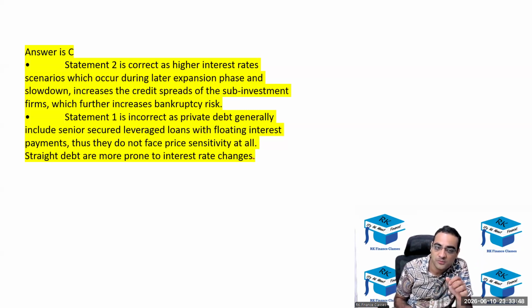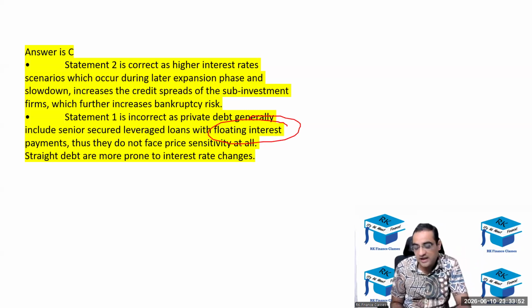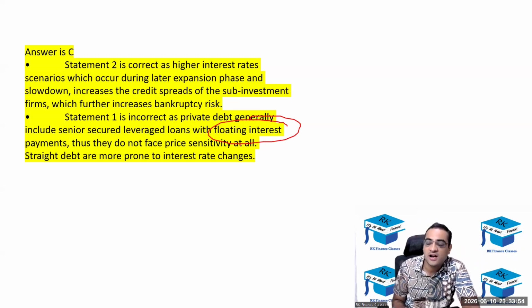He has mentioned a proper logic that generally the private debt is floating interest rate, and hence as the interest rate changes, the coupon payments will automatically be changing, and its price more or less remains stable. So don't say no price sensitivity at all. Say lower price sensitivity, because as the interest rate changes, the coupon amount would be changing along with it. So the price will remain more or less stable. But I will not deduct your mark because you've given this logic.